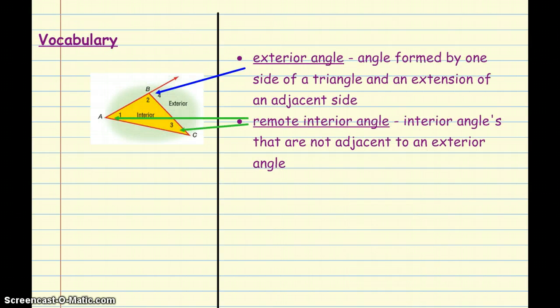So a little bit of vocabulary. We've got exterior angles and remote interior angles. And if you extend one side of a triangle, like we did here with this red line where AB is, it creates an angle on the outside. We call that the exterior angle, where the blue arrow is pointing. And then the remote interior angles are the angles that are not connected to that exterior angle. So that's where the green arrows are pointing.